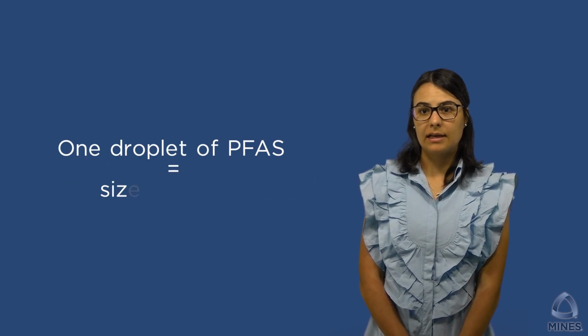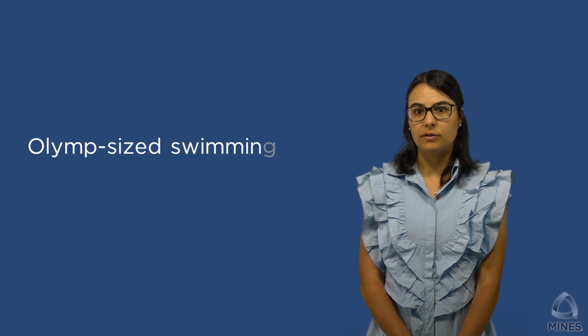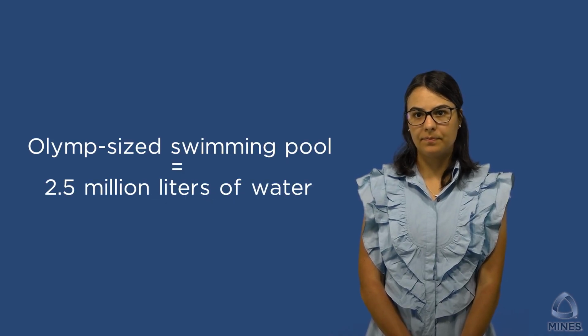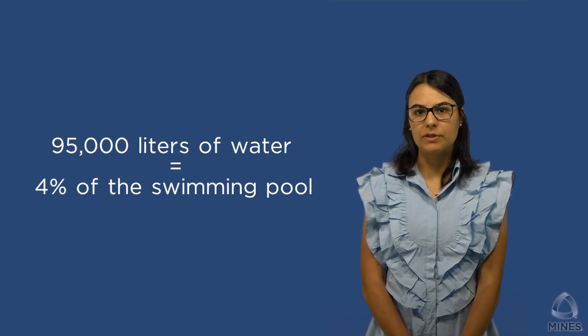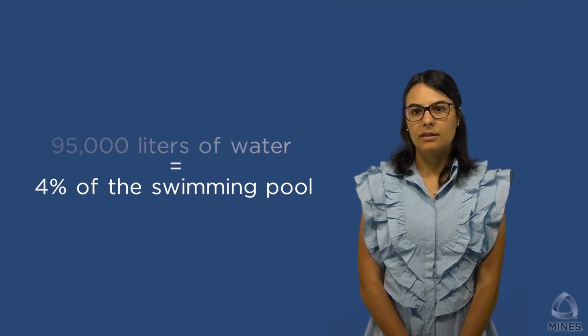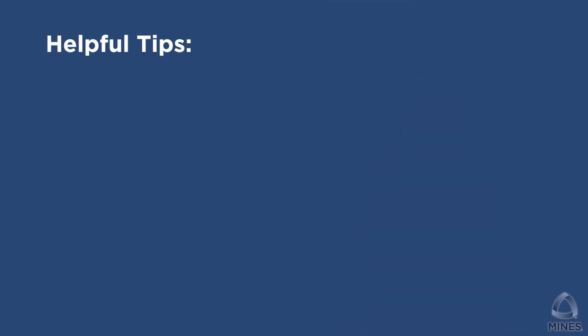This is equivalent to a droplet of PFAS, about the size of a pea, in an Olympic-sized swimming pool, or about 2.5 million liters. Most people drink about 95,000 liters of water throughout their lives, which is about 4% of the swimming pool. This swimming pool analogy helps put into context how small of an amount of PFAS people should consume. A few helpful tips to keep in mind.